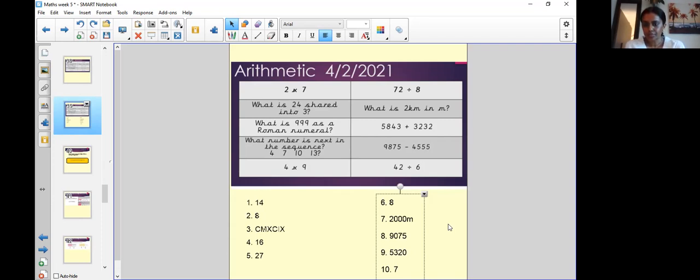Number 7, what is 2 kilometers in meters? It's 2,000 meters. Number 8, what is 5,843 add 3,232? The answer equals 9,075. Number 9, what is 9,875 take away 4,555? The answer is 5,320. And number 10, 42 divided by 6 equals 7.